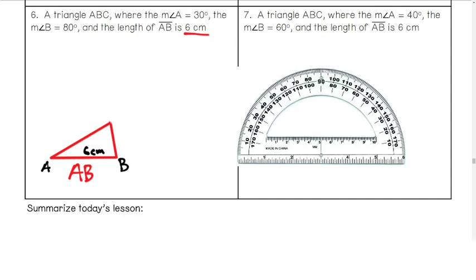Okay, we do the same thing on number 7, and then we're good to go. So go ahead and try number 7 on your own, and have a great day.